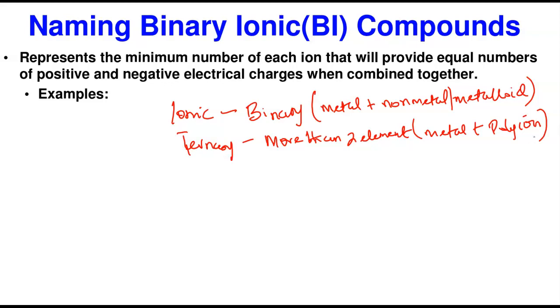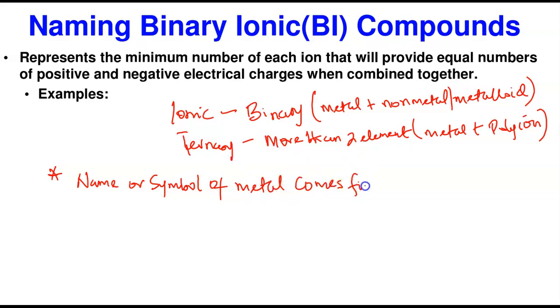Now, in naming binary ionic compounds, the customary thing is that the name or symbol of the metal comes first. I usually tell my students that the metal is the chairman of that group. Now, in naming this, the names or formulas of this compound represent the minimum number of ions of each of the monatomic ions, both the metal and the non-metal, that represents the simplest unit.